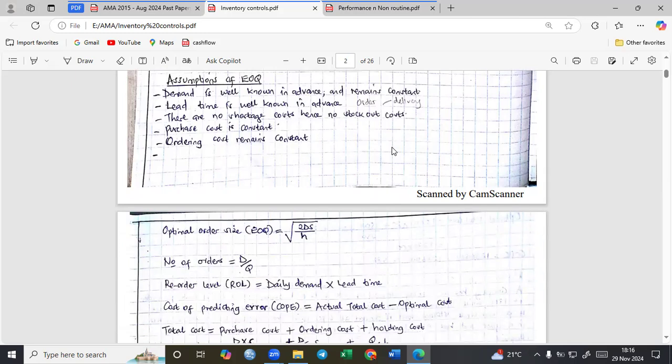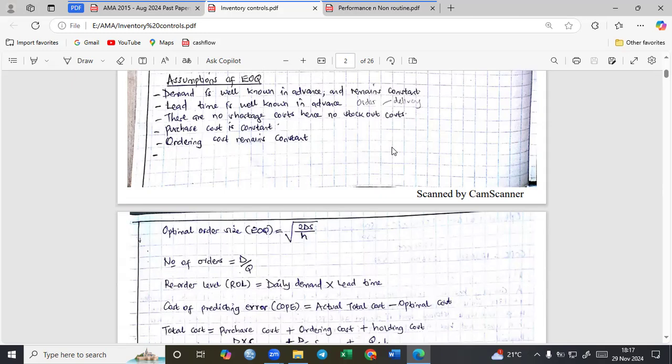Number one, we said that the EOQ demand is known and constant. The lead time also is known and constant. And remember, the lead time is the time taken between placing an order and when the order arrives. So you can make an order today, for example, with Jumia. Let's assume we make an order of a particular item with Jumia, and it arrives after 2 weeks. Those 2 weeks are what we call the lead time. So the lead time is known and constant also.